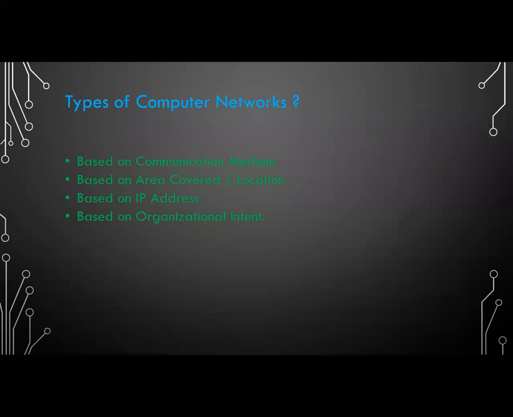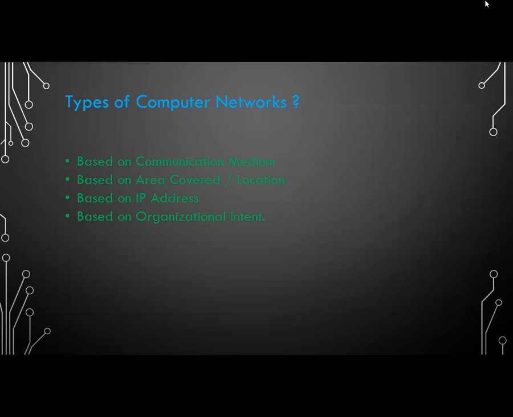Now, what are the types of computer networks we have? Normally we say computer networks are of 2 types. But here we have added a couple more networks, which will help us in understanding the cloud concepts very well. Computer networks can be classified according to the communication media, according to the area covered, and according to IP addressing and some other things. Let us see each point in more detail now.